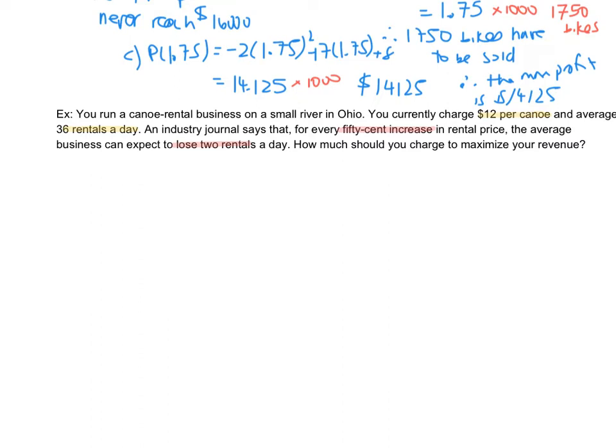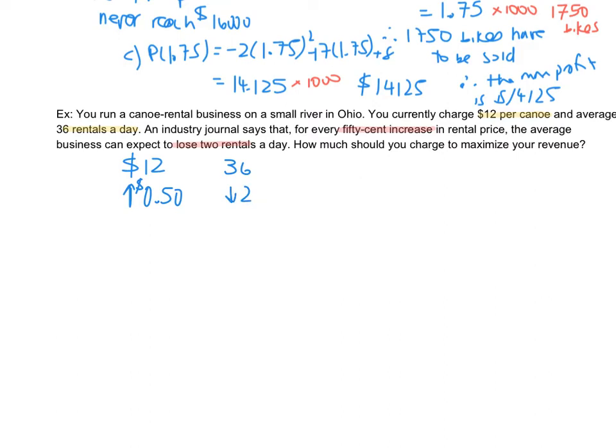So remember, revenue is going to be, in this case, the price times the number of rentals. So I know I start with a $12 fee, and I'm going to be increasing the price by 50 cents, or $0.5. At $12, I get 36 rentals, but if I increase the price, I decrease the rentals by 2.